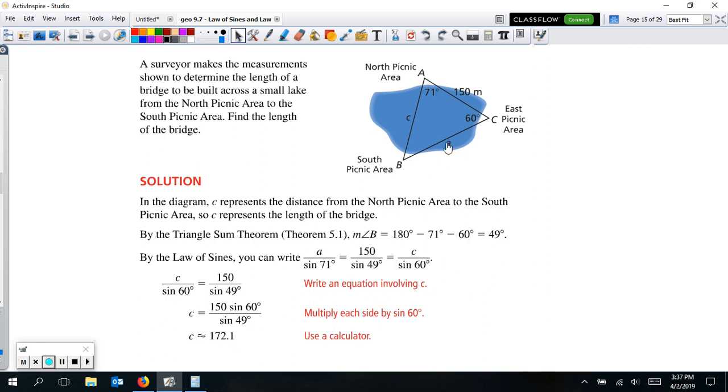We could also find out what A was, and then we could even find the perimeter of this whole thing if we needed to. Once you know all three sides, you can add them up and know the perimeter as well.